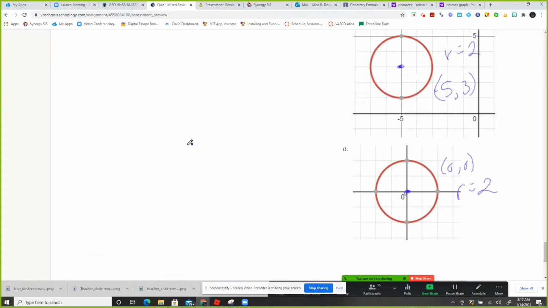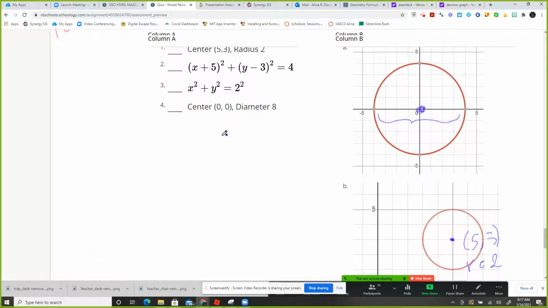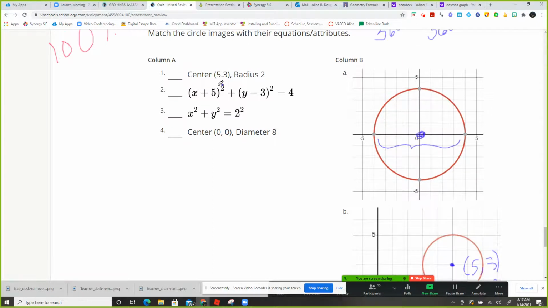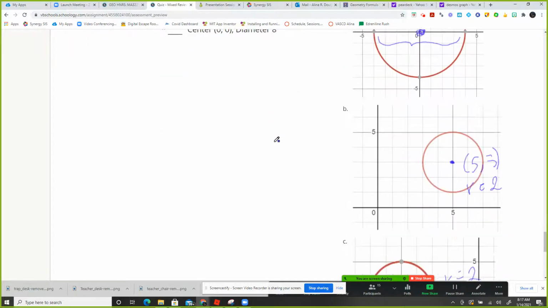So you just want to take some time to make sure that you remember that the equation of the circle is backwards. This center is going to be at -5, +3, and have a radius of 2. And this one's going to have a radius of 2. And if it has a diameter of 8, it has a radius of 4. Right? Should be pretty easy.